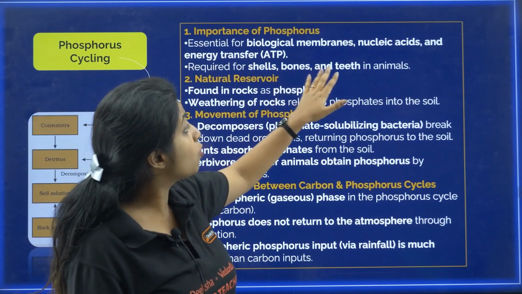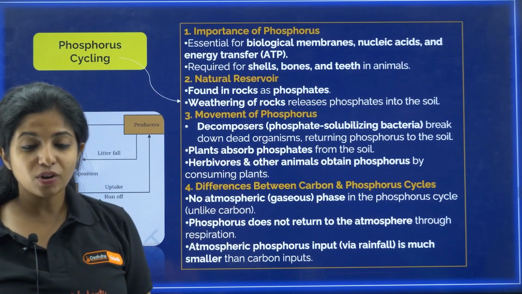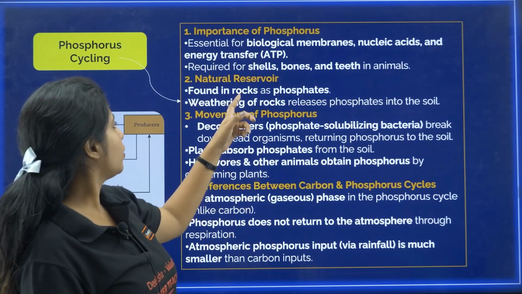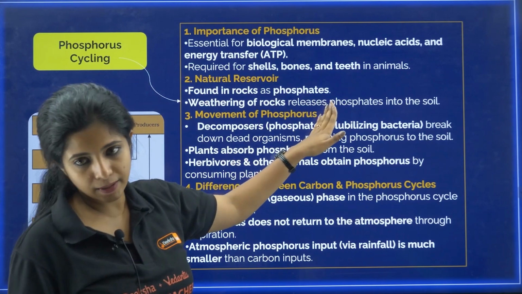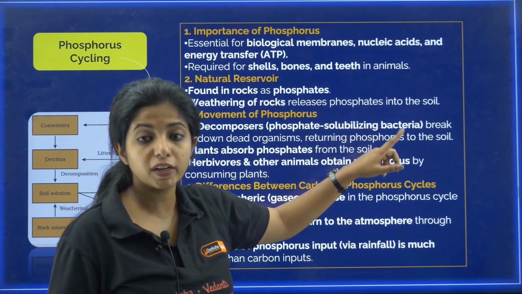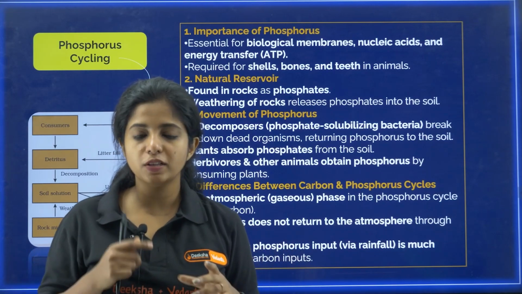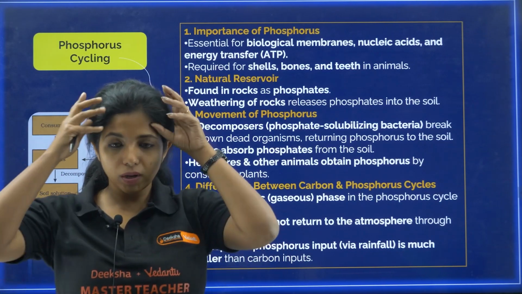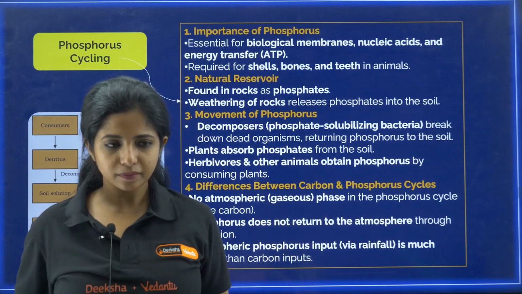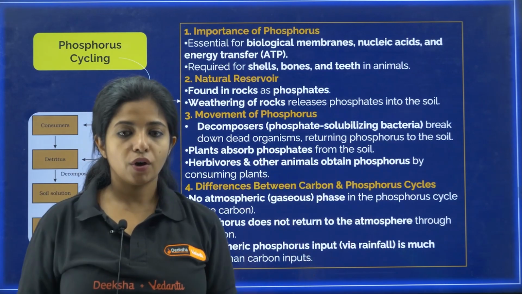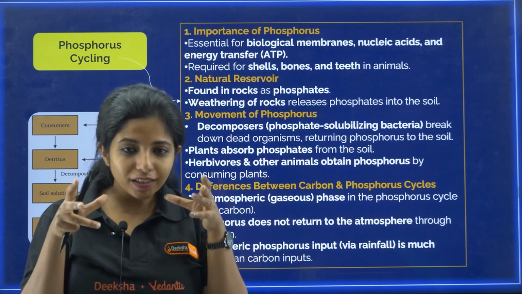It is required for shells, bones and teeth in animals. So how do we get it back? The natural reservoir is found in rocks as phosphates. Weathering of rocks releases phosphates into what? Soil. So it is found in the rocks, and when we die, all our bones and everything go to the soil layers. Now, in the soil layers, they will become rocks, so everything is stored in the rocks.